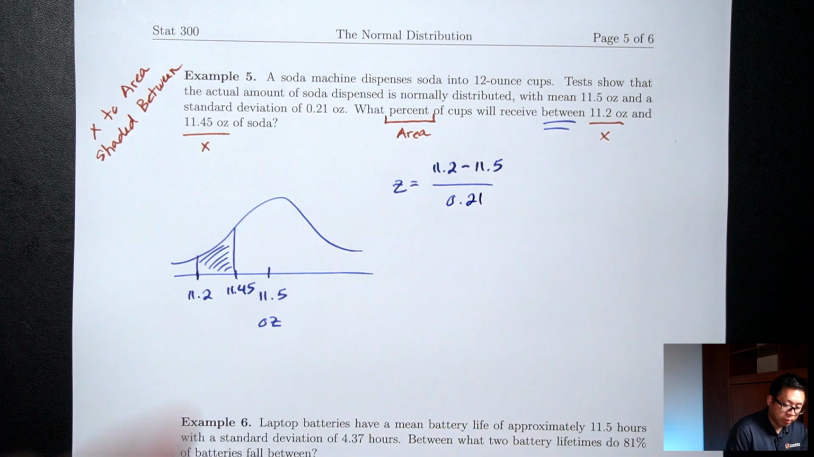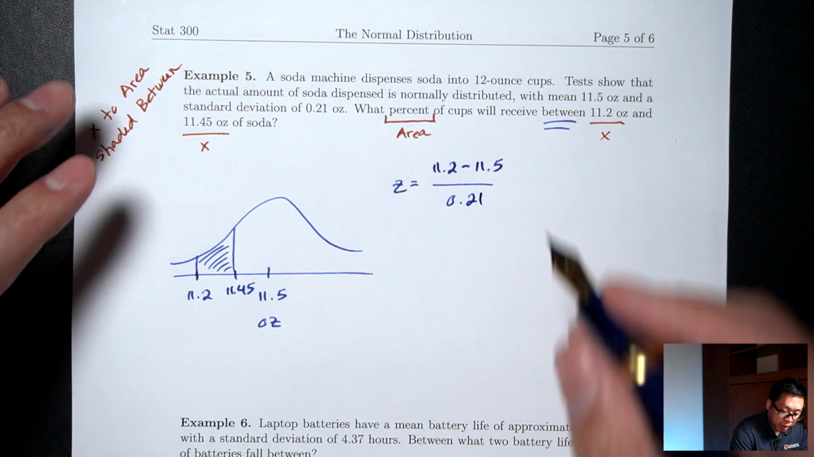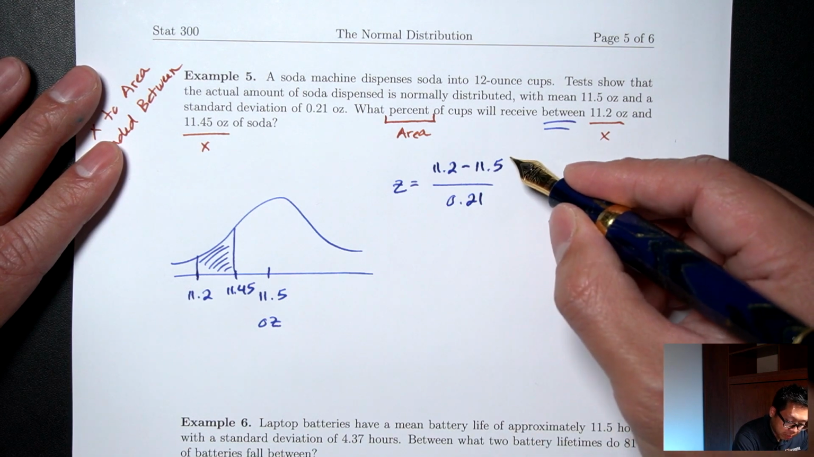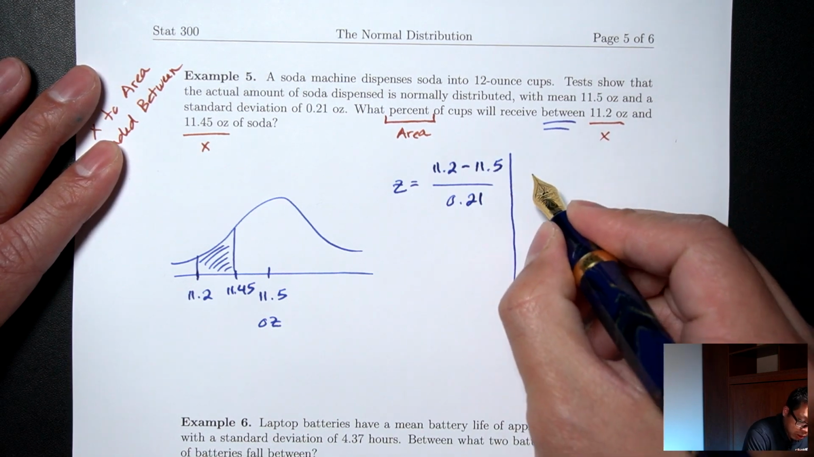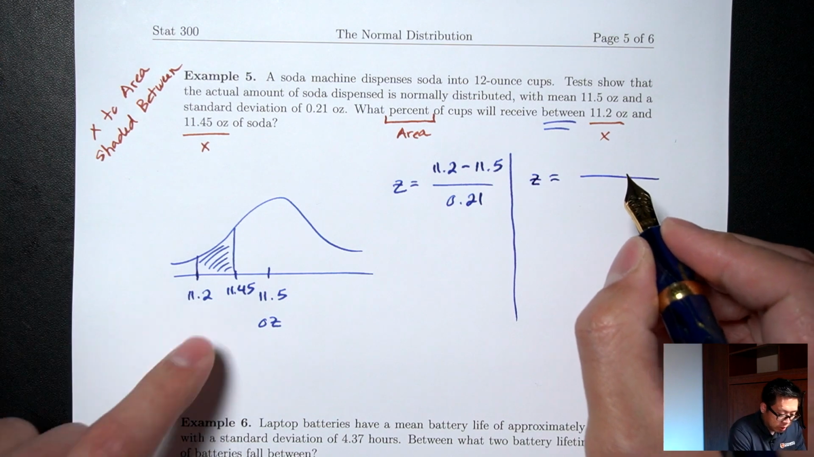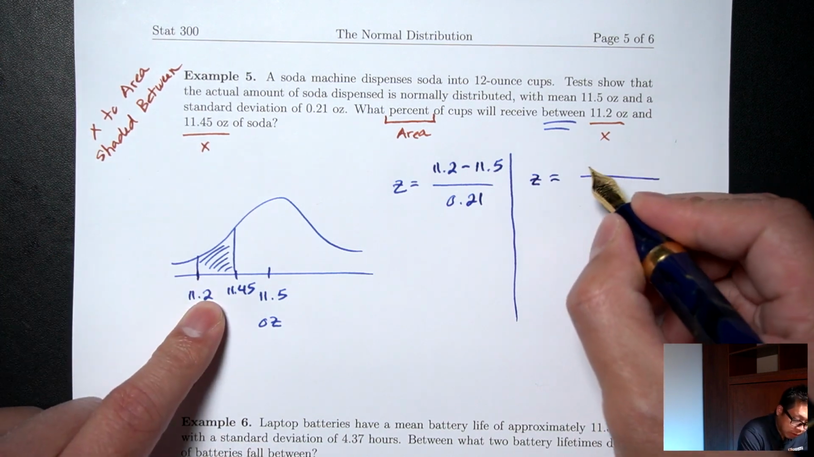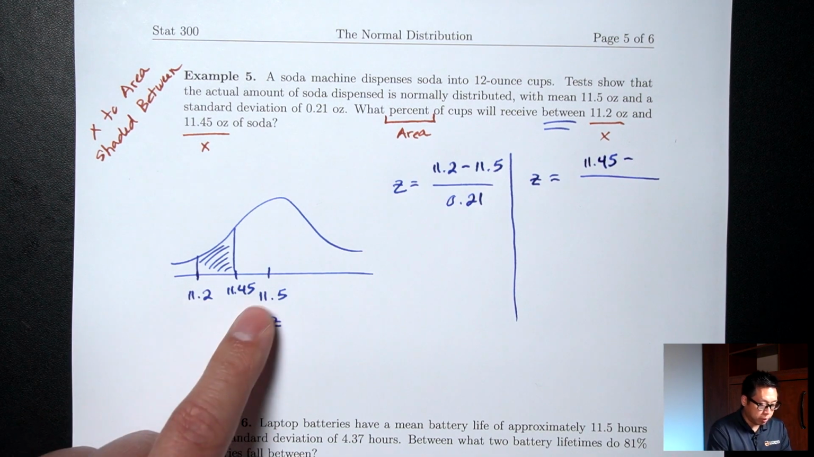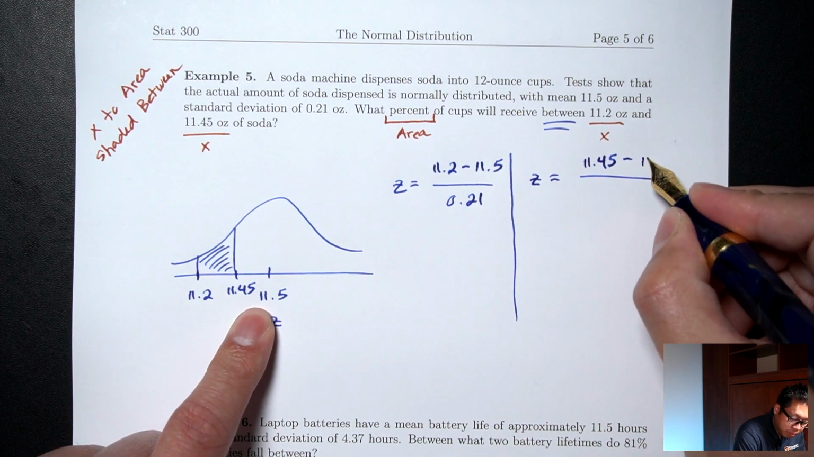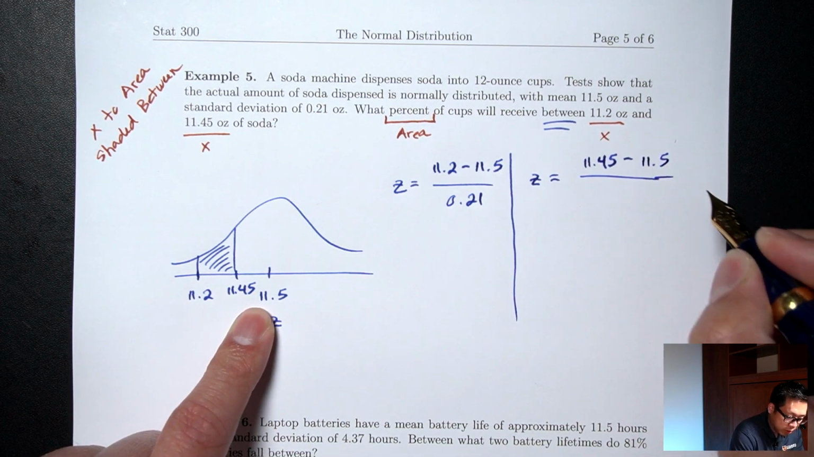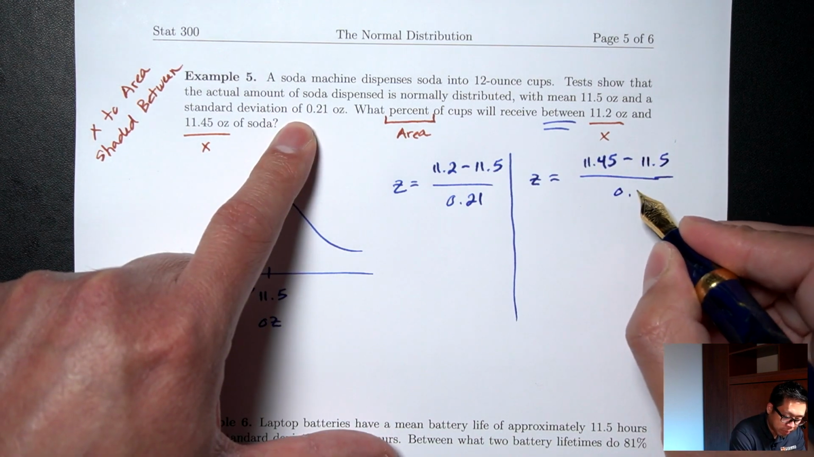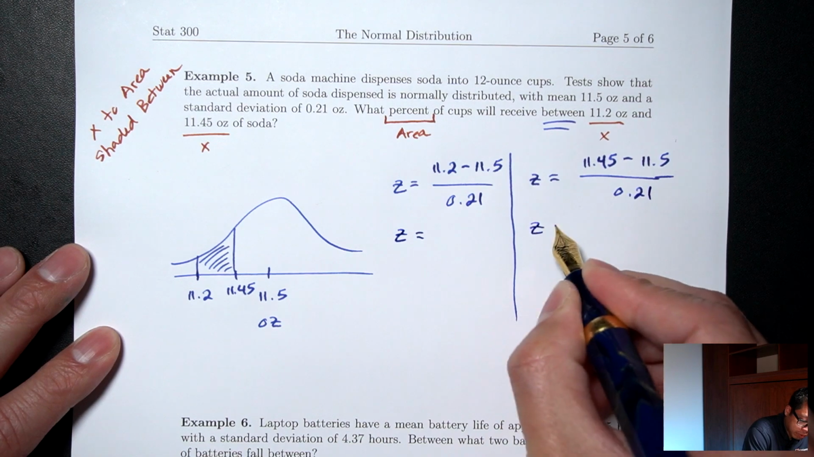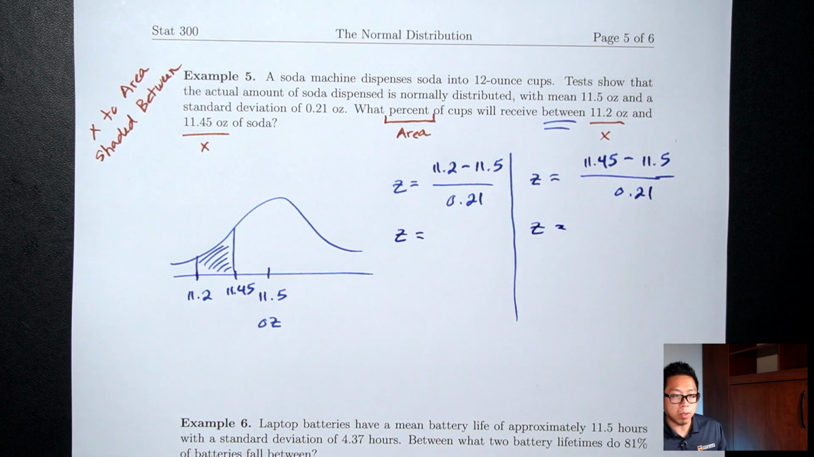0.21. Let me set up the other one, and then we'll just do the calculator for both of them at once. So the other x was the 11.45 minus the mean was 11.5 over the standard deviation, 0.21. Okay, so let's calculate both of those.